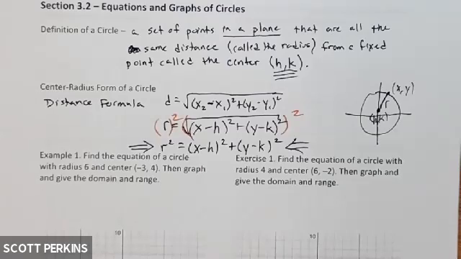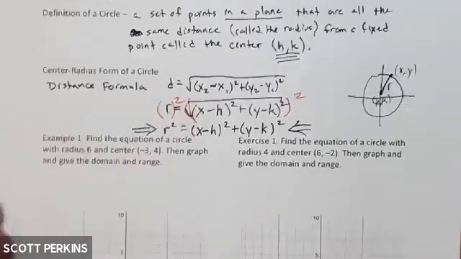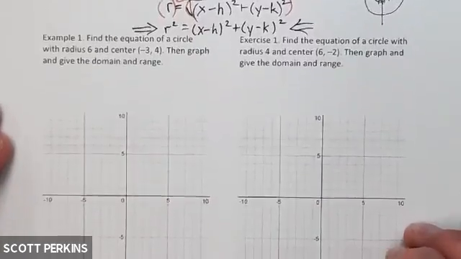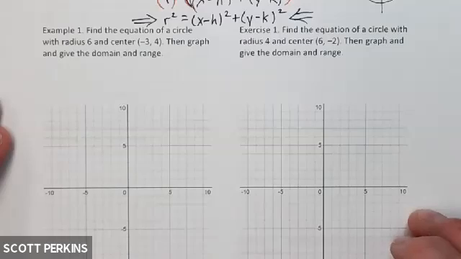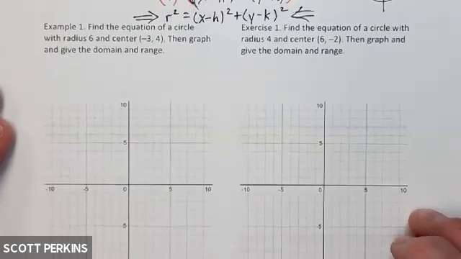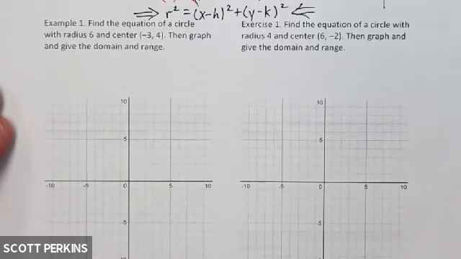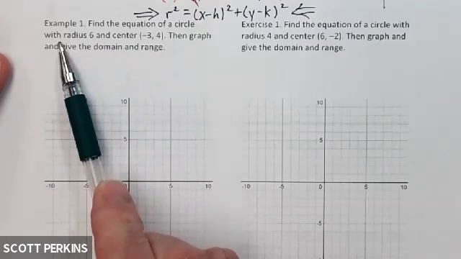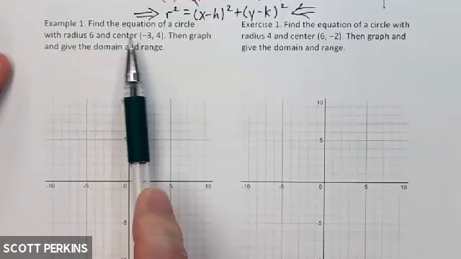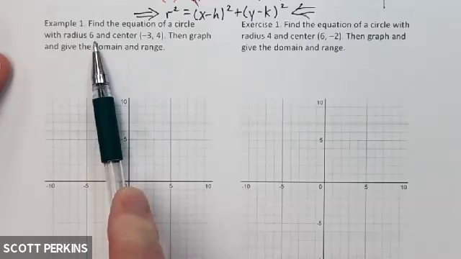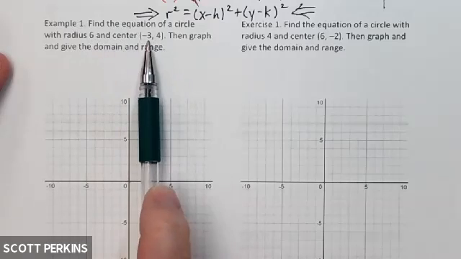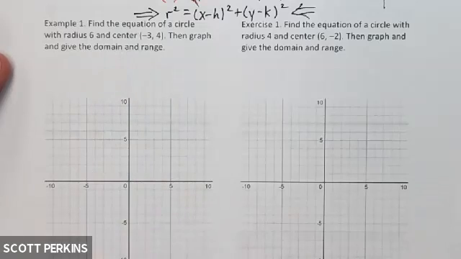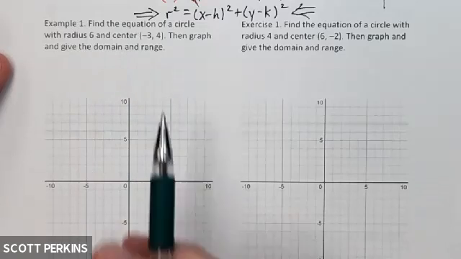So our first couple problems here are just going to be to familiarize ourselves with the center radius form of the circle. So I'm going to leave it right there at the very top of the screen, and we have just enough screen for the problems we're going to do. So here we go. First problem, example 1. I'm going to do this with you. It says, find the equation of a circle with a radius of 6 and a center of (-3, 4). So I've given you all of the information to plug and chug. Then we're going to draw a graph of this circle, and also give the domain and range.